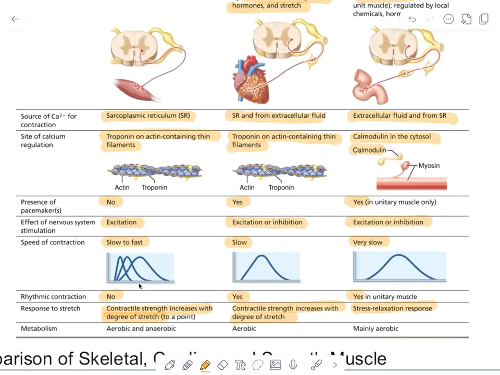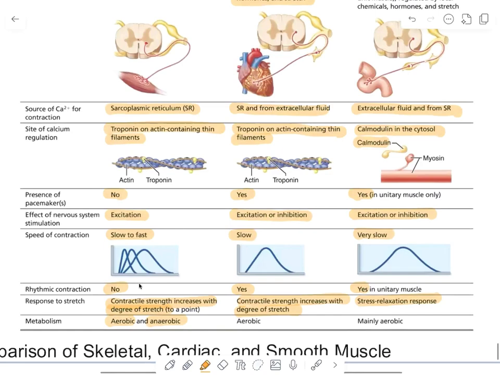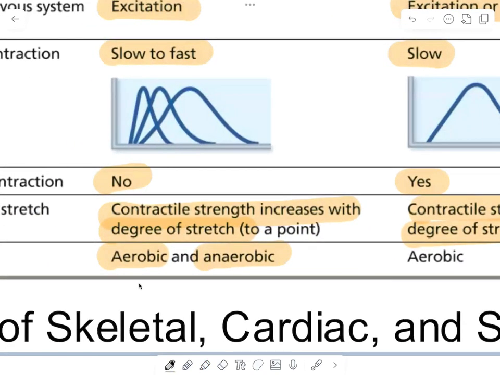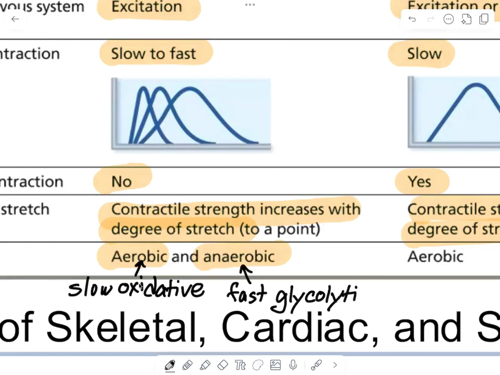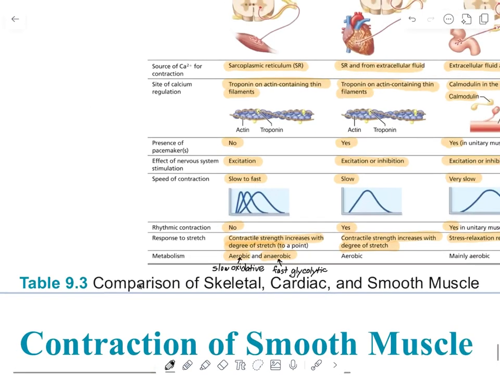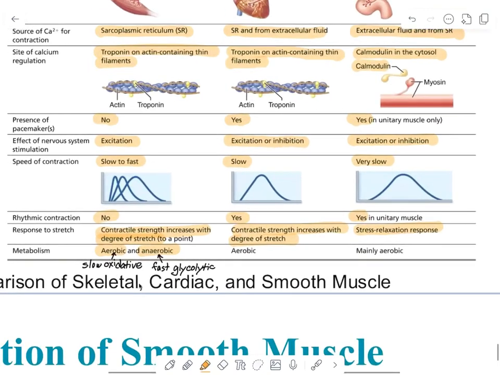As far as metabolism, we've learned that skeletal muscle can contract both aerobically and anaerobically. Just to remind you, the aerobic is slow oxidative, but anaerobic relies on glycogen and it's fast twitch glycolytic. The other one in the middle of that, you don't have to know. Cardiac is only going to get ATP aerobically, and smooth muscle is mostly aerobic.